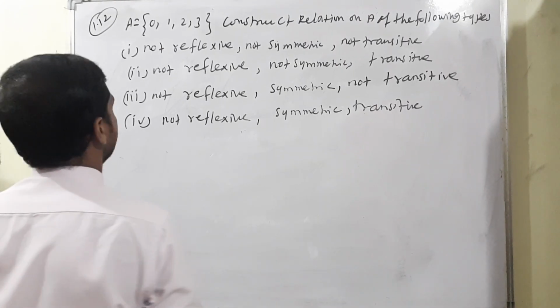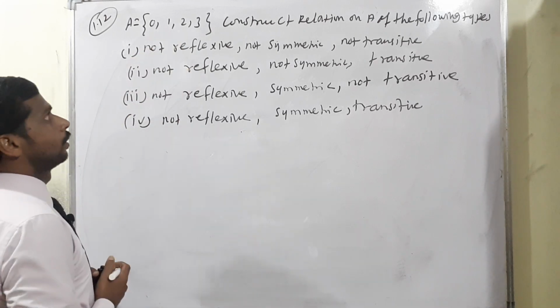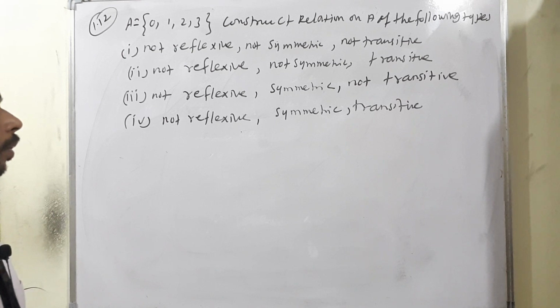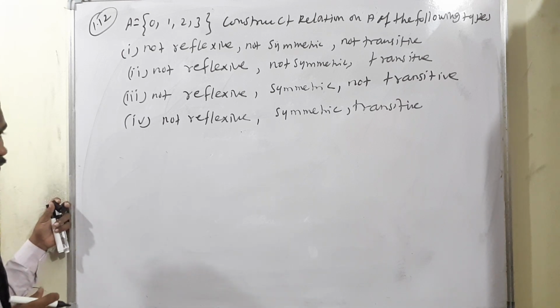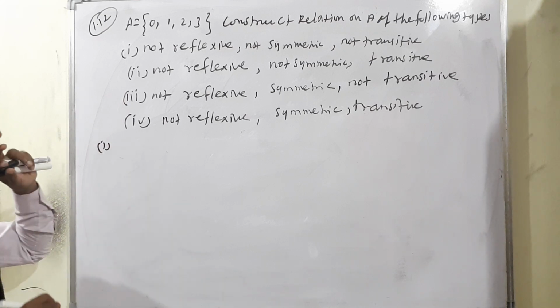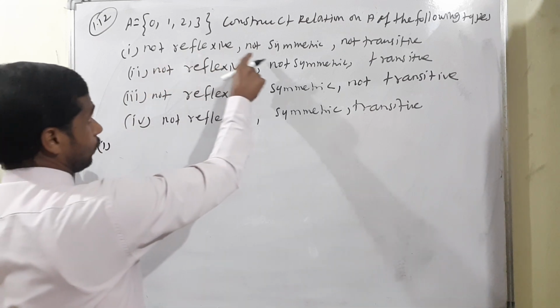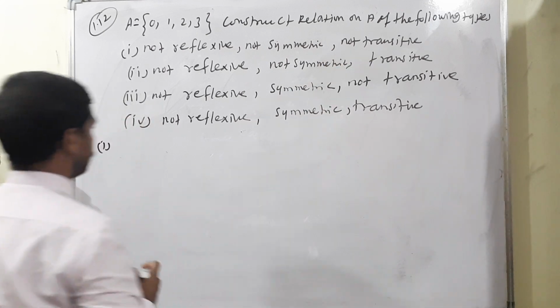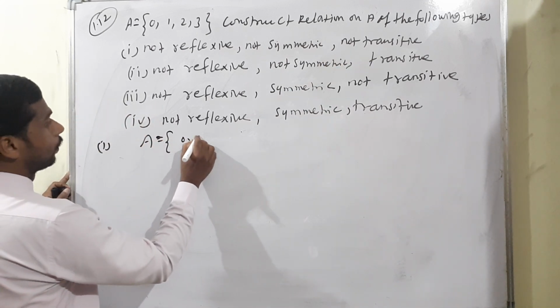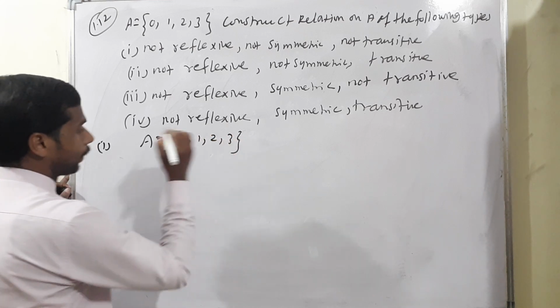Example 1.12, given A is equal to {0, 1, 2, 3}. Construct a relation on A of the following types. Given 8 subdivisions are there. One by one we can discuss. I am moving to subdivision 1. First condition: not reflexive, not symmetric and not transitive. The given set A is equal to 0, 1, 2 and 3.